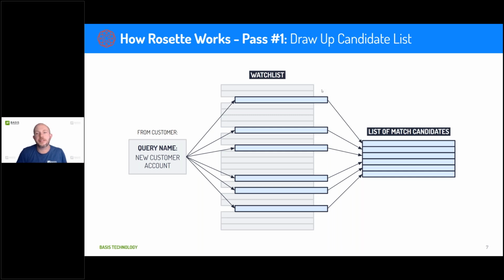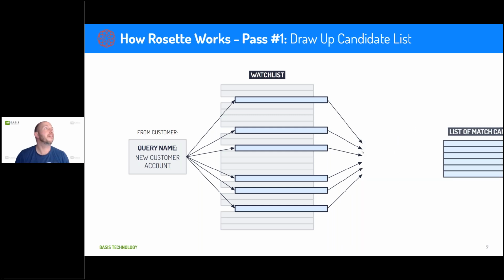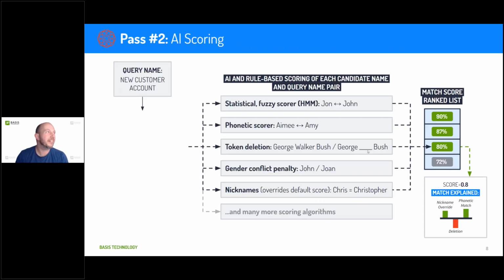So the first pass will draw up a short list from the watch list or the customer list, and it will put forward that short list as a set of match candidates. Now the matching at this point can be quite tenuous. It could just be that the names that go through as candidates are just matching based on initials, or it could be that there is some part of the name that's a crossover. So these don't have to be perfect matches at this stage. As we go through though, that list is passed on to the second pass, the AI scoring.